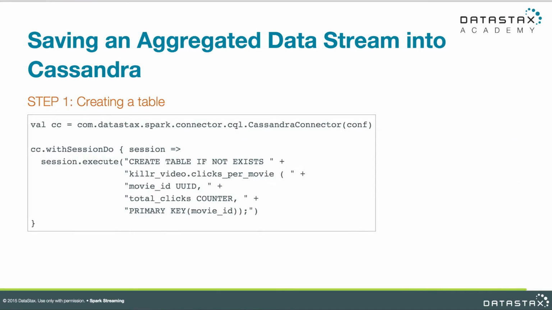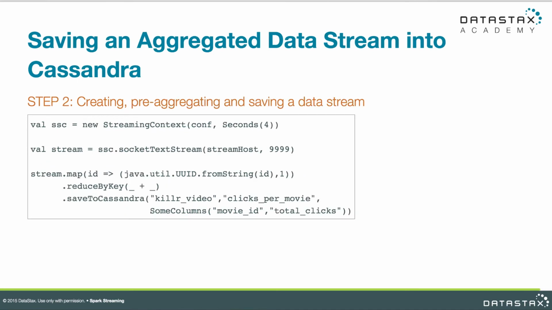Let's look at the code. At first, we'll use that handy Cassandra connector object to create the table. Again, a nice convenient way of doing some DDL within a Spark streaming application. Then we'll create our streaming context, open up the text stream, and map the stream. Just like in the last example, we're going to take that text UUID we get in from the stream, each record of the stream, and convert it to a Java util UUID. Then we're going to pair it with the number 1.